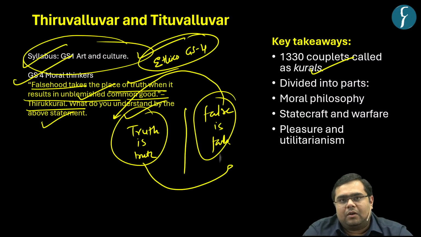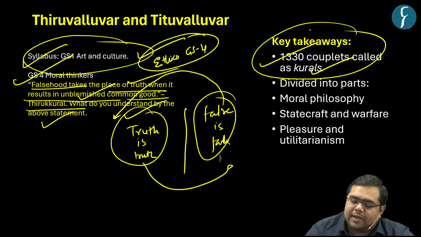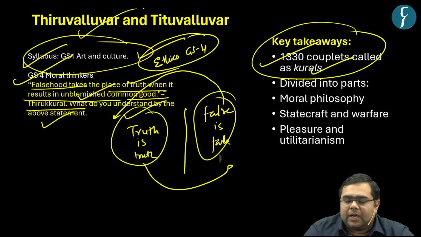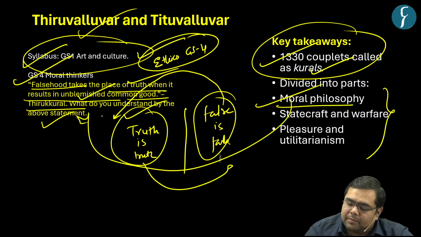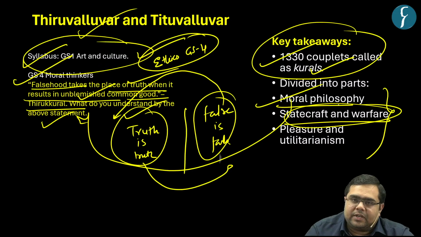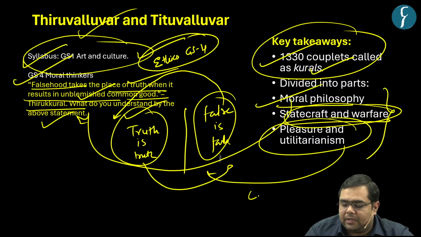So this is the context in which the couplets or wisdom of Tirukkural is important, not just from the GS paper 1 or a preliminary standpoint, but also from the mains standpoint. The key takeaway from that video is that Tirukkural is the writing written by Saint Thiruvalluvar. It comprises 1300 couplets, called kurals, which are divided into three parts. First part being moral philosophy, from which this quote came. Second part is with respect to statecraft and warfare, and the third is with respect to utilitarianism.